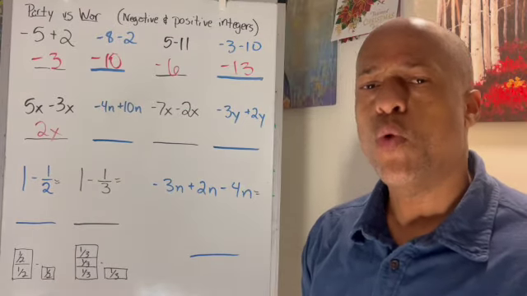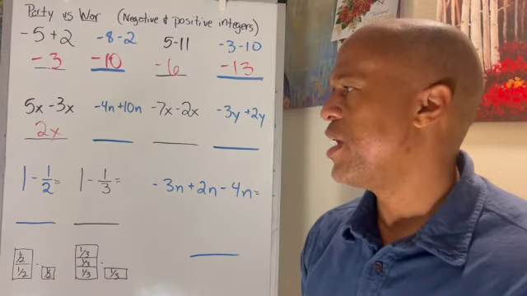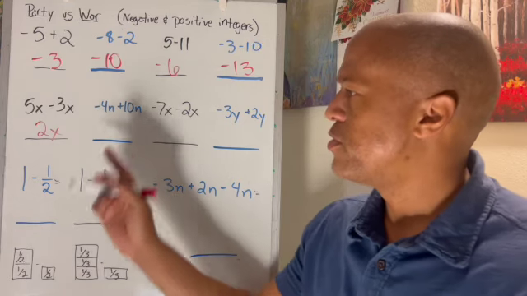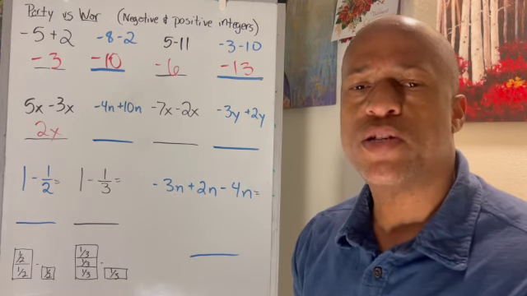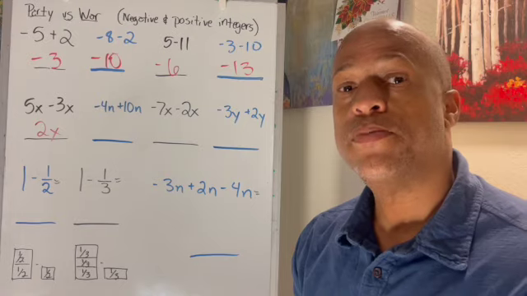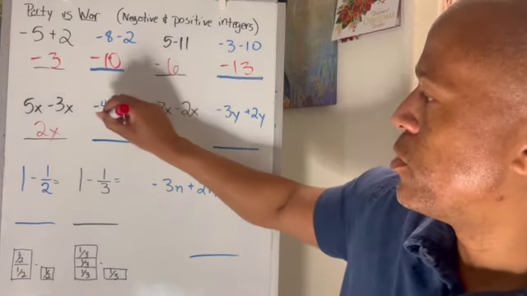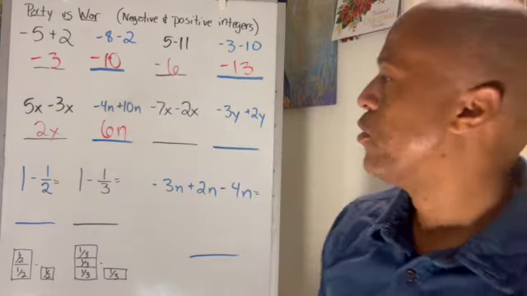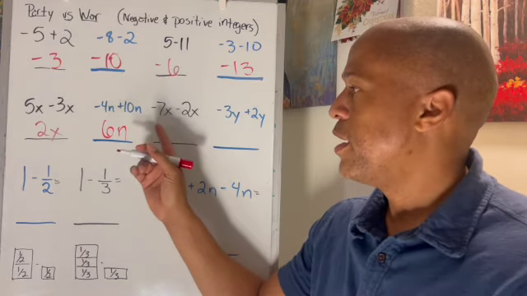Party or war? War. Who wins the war? Positives or negatives? Oh, looks like positives win this war also. And by how much? In this case, positives win by 6. So that's 6n. Great. Take a look at the next one.